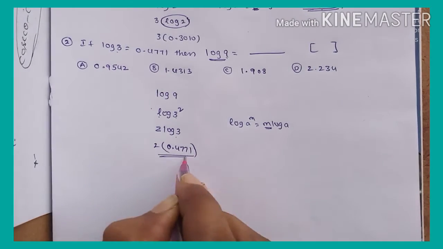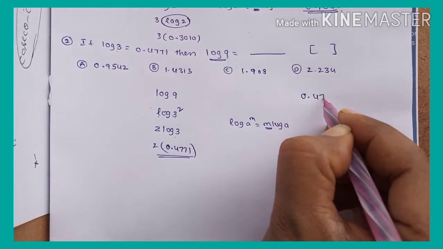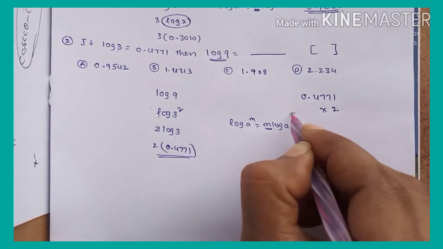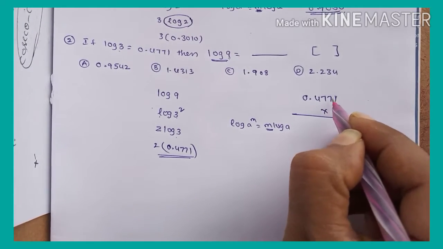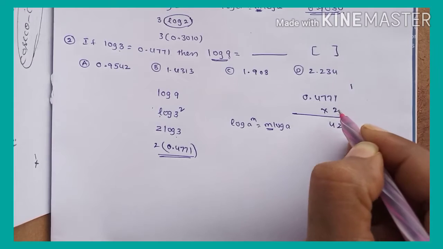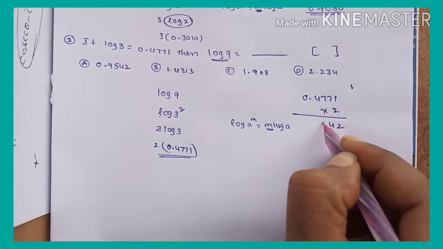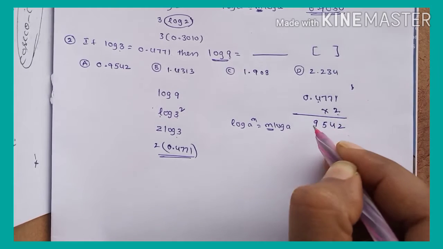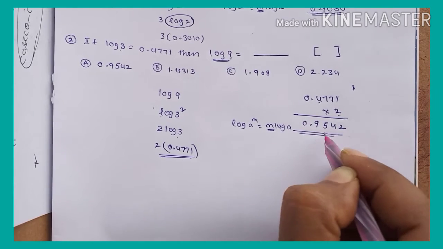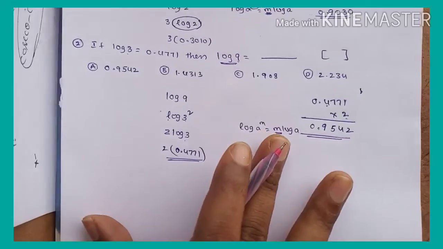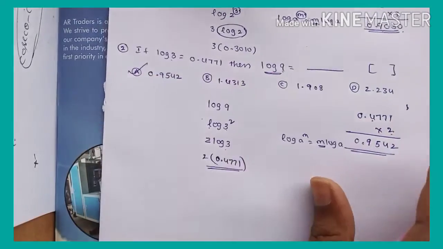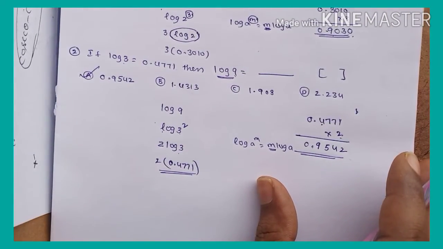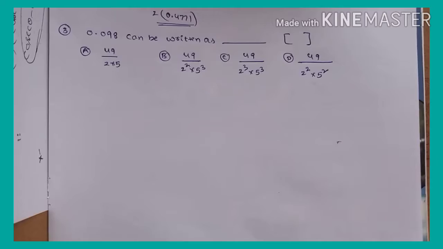So here 2 into the value of log 3, which is 0.4771. Multiply these values: 0.4771 with 2. 2 ones are 2, 2 sevens are 14, 1, 2 sevens are 14 plus 1 is 15, 1, 2 fours are 8 plus 1 is equal to 9. So 0.9542. Option A is correct. Okay, let's go for the next bit.